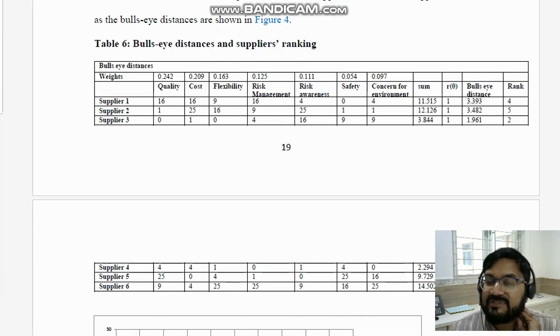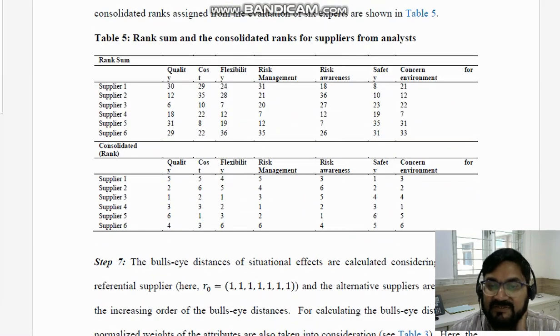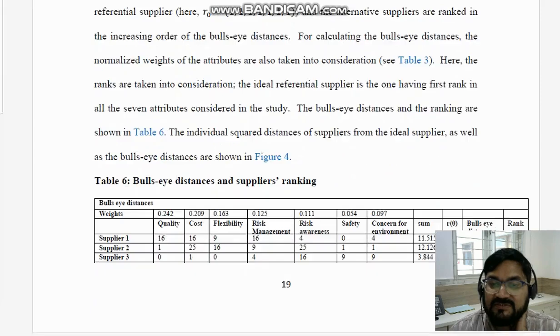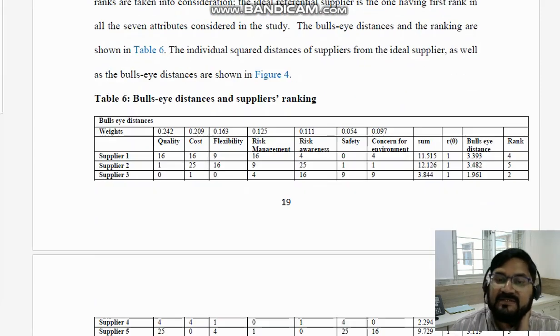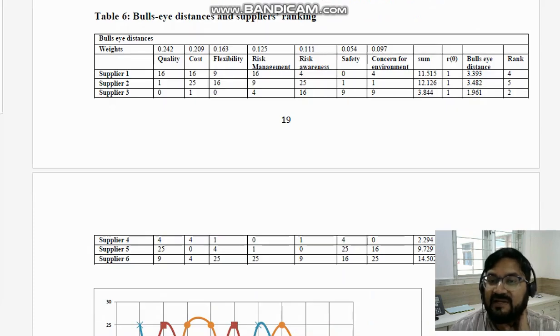So how can we calculate the bullseye distances? This is equal to R minus R0, and you take the square of that. Suppose, for example, supplier 1 for quality. What is the consolidated rank for supplier 1 quality? It is 5. So 5 minus R0, and R0 is always 1. So 5 minus 1 is 4. The square of that is 16. Similarly, for all the other criteria, quality, cost, etc., you calculate R1, R2 minus R0, and take the square value. So the values are indicated as such here.